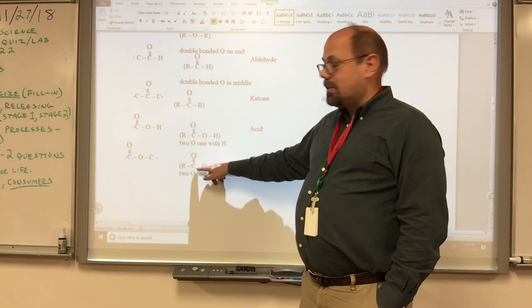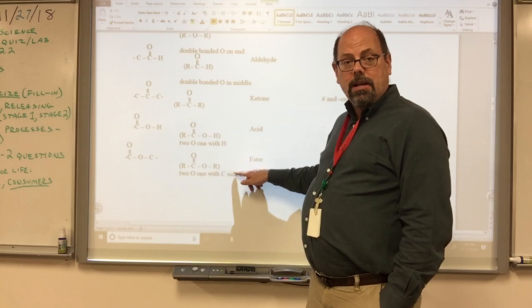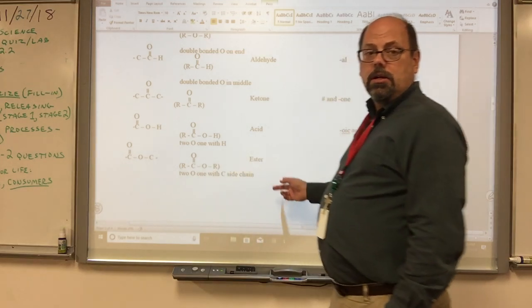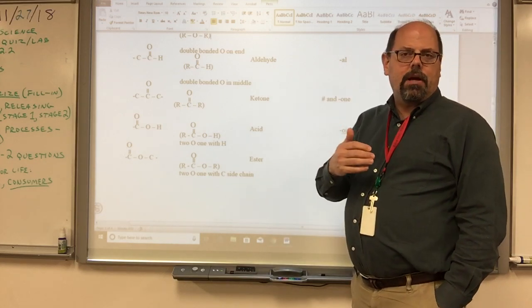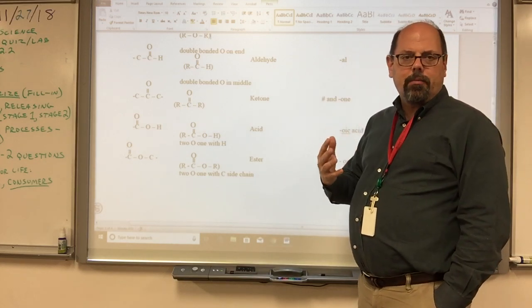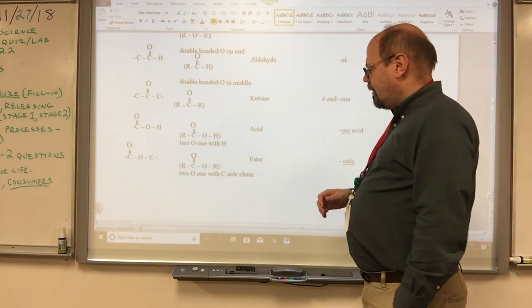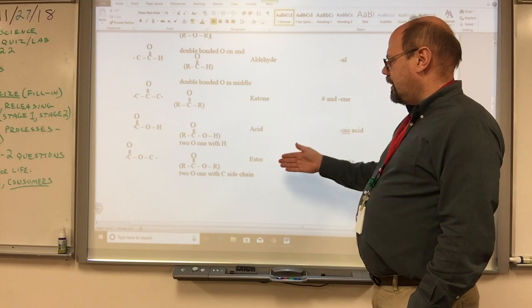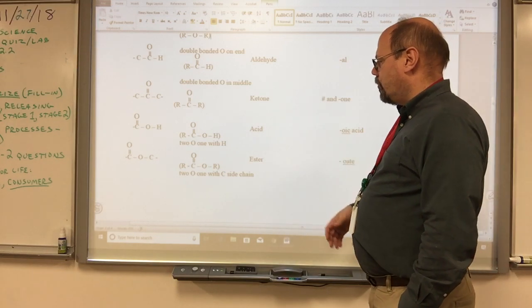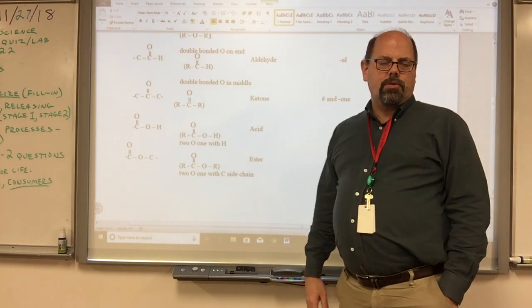Well, when the 2 oxygens are there, an H group on it makes it an acid. When there's 2 oxygens on the same carbon, and the other side of the oxygen has more carbons, that's called an ester. Esters are cool because they have very fruity smells. They're used in perfumes. A lot of times they're used for their smell and have very distinct flavors. So that is going to be called an ester. Ester ends in the word "oate." And we'll learn how to name those when you get to that.